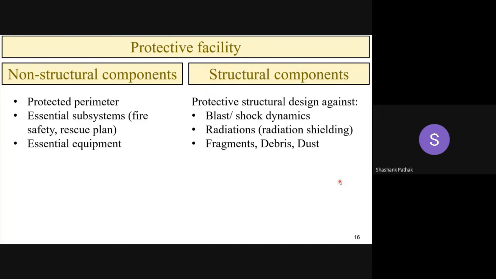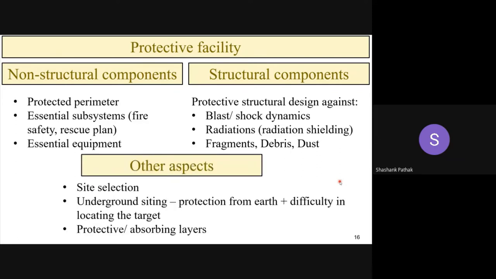Otherwise, why should we spend so much money? And we should also consider the loading caused by fragments, debris and dust. Sometimes we also look into other aspects, for example, site selection. We select the site of a critical structure such that there is less risk of blast loading. For example, we can put our structure underground. If we put a structure below the ground, the earth cover will give some kind of protection, at least from the radiation or direct shock waves.